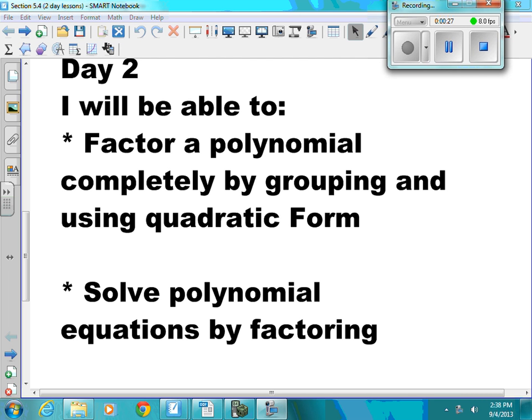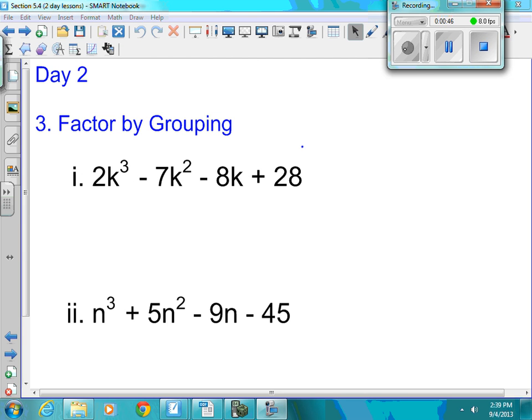Hopefully at the end of the lesson you'll be able to factor a polynomial completely by grouping and using quadratic form, so two methods in one target there, and you'll be able to solve polynomial equations by factoring. So two goals here today. Write these down and have them ready to show me tomorrow in class.